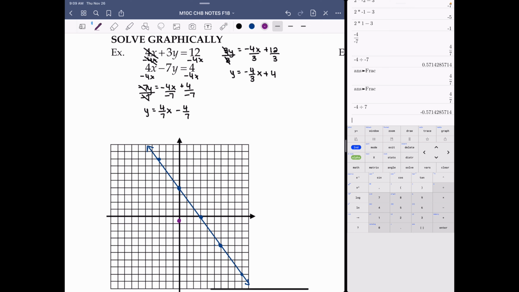Then our slope is 4/7. It's positive, so we're moving up as we go to the right. +4, so up 4. 1, 2, 3, 4, and right 7. 1, 2, 3, 4, 5, 6, 7. Plot your point. And then we can join those two with a line.